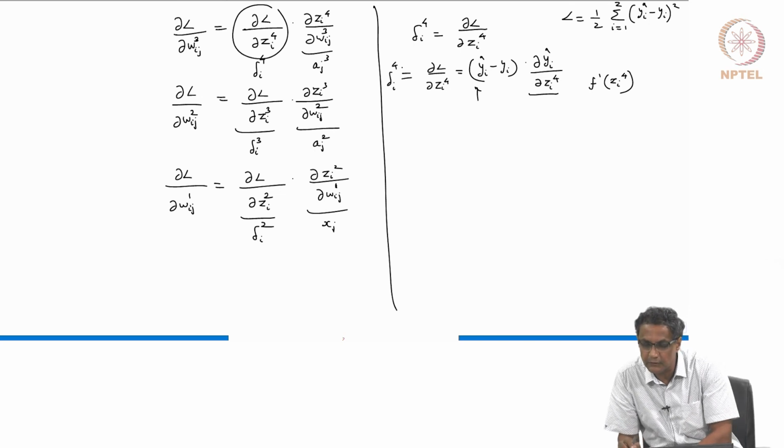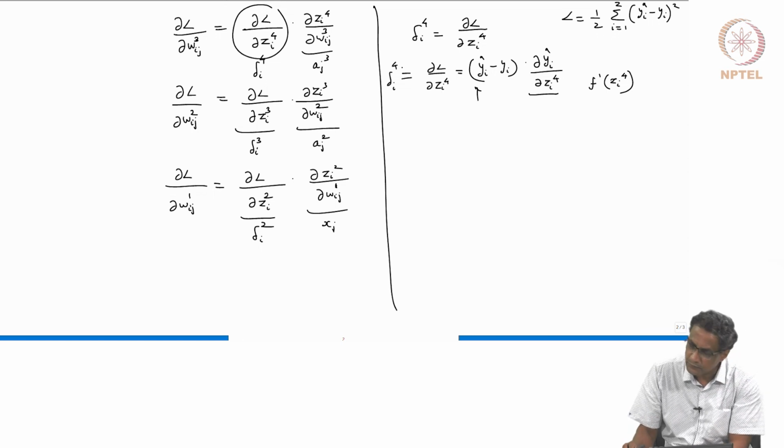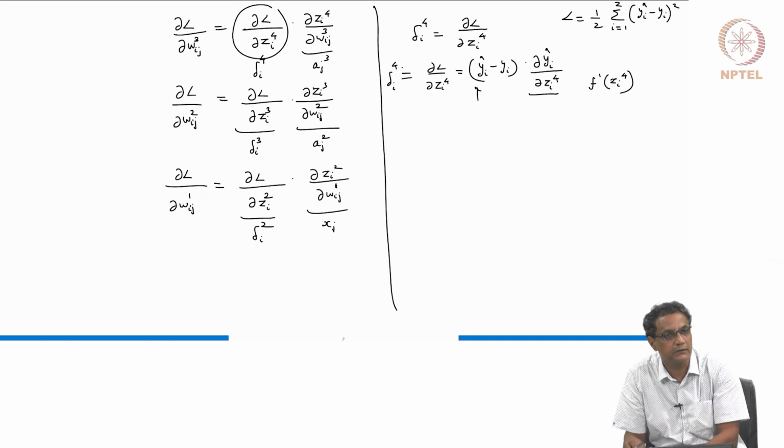No, you're doing this with respect to zi. Is there a summation? No, because you have y with a subscript i. Therefore, it will only work for that i. You're doing zi4, with respect to a particular value of i, so the summation won't be there.